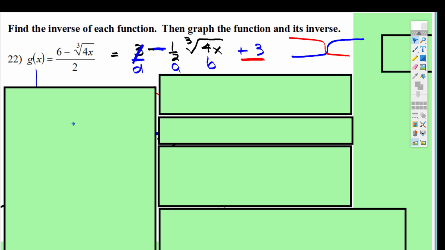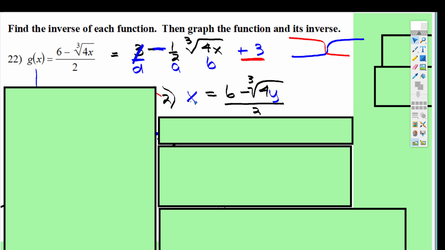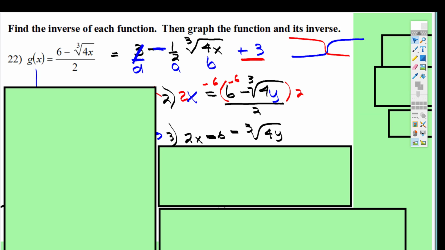I already have that drawn, but I don't want to show you it yet because now we have to find the inverse function. So we're going to rewrite this as y is equal, and we're going to take that original function. We're going to swap the x's and the y's, and now look at, there is a divide 2, so we're going to multiply both sides. Then there's this positive 6 on the outside. We're going to subtract 6. Now look at, this is cubed.